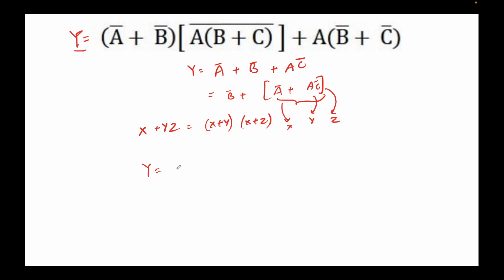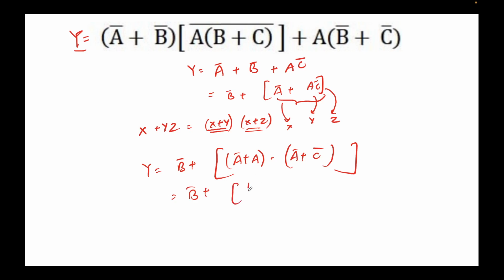So my expression Y will come out to be B bar plus square brackets, it says X plus Y. So what is the value of X? It's A bar plus Y. The value of Y is A times X plus Z. So what is X? X is A bar plus Z. What is Z? Z is C bar. Sorry, this is B bar. So it will be B bar plus, now A bar plus A, we have already noticed that it's 1. This will turn out to be A bar plus C bar. So 1 into A bar plus C bar is nothing but A bar plus C bar. And I can just rearrange the terms and write A bar plus B bar plus C bar.